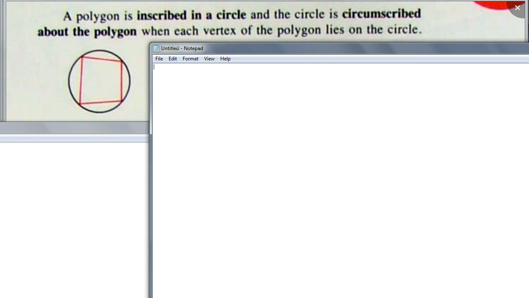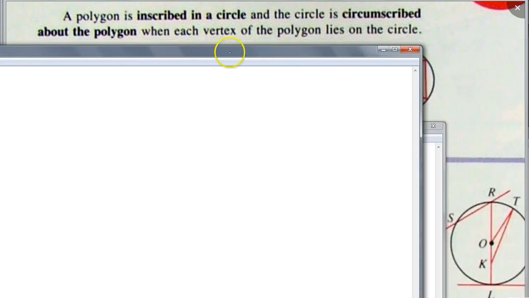A polygon is inscribed in a circle. You see how the red polygon, this quadrilateral, is in this circle, but not just any way, but in a particular way where all the vertices, each vertex, is on the circle. Or I could say the circle is circumscribed about the polygon. You can think about a circle going around this polygon, hitting each vertex of the polygon. Does that make sense? Does the polygon have to be a quadrilateral every time? Could it be a triangle or any polygon you want?